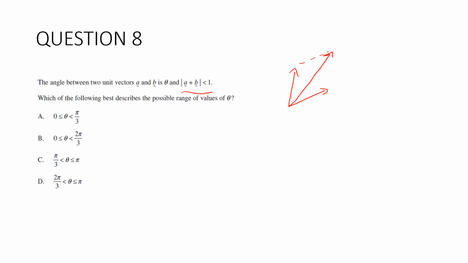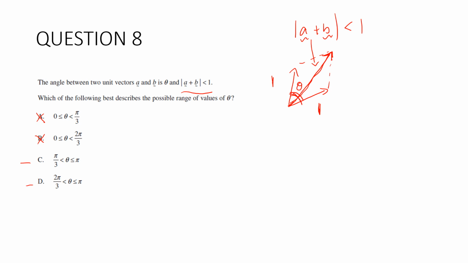Remember, this forms a parallelogram, so that's there. And so it's asking what value of theta is going to result in this length of the addition of the vectors being less than 1. It's fairly easy to see that the angle here cannot be acute, because remember this has got length 1 and this has got length 1. So this is going to be longer if that angle is acute. So A is out and B is out.